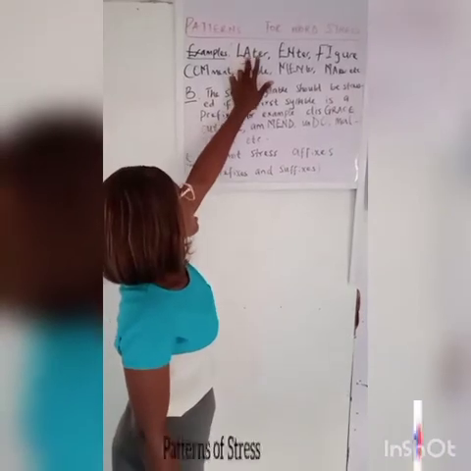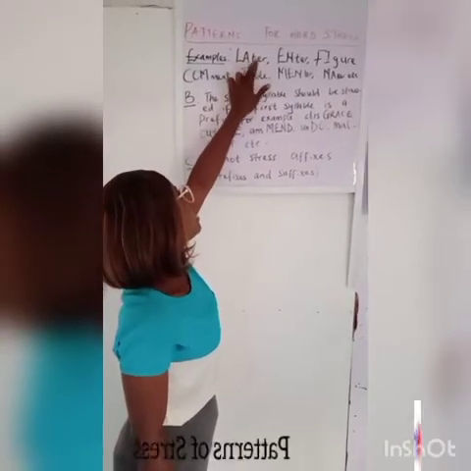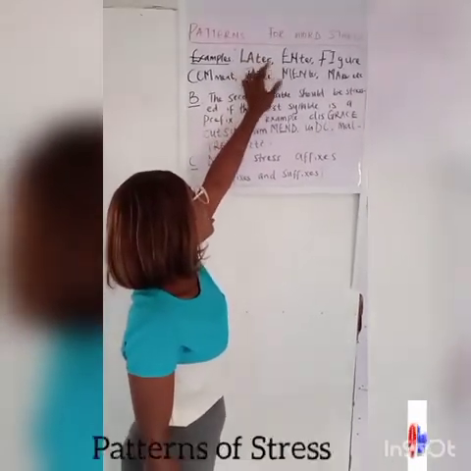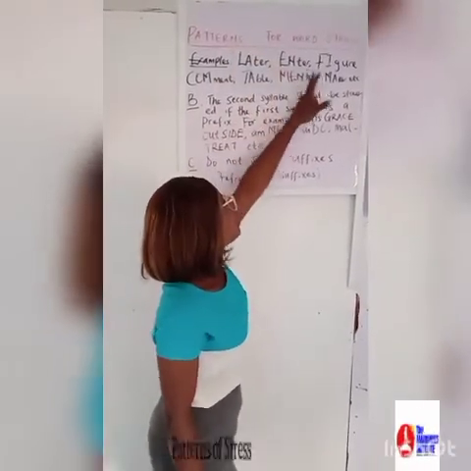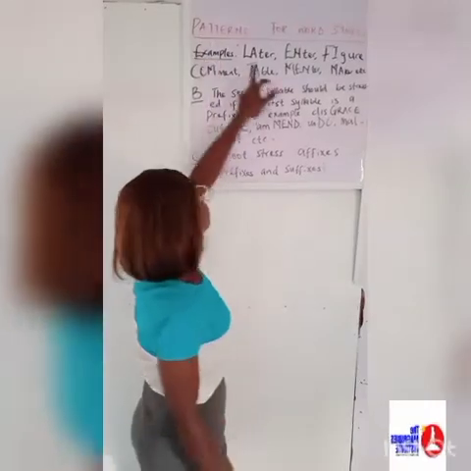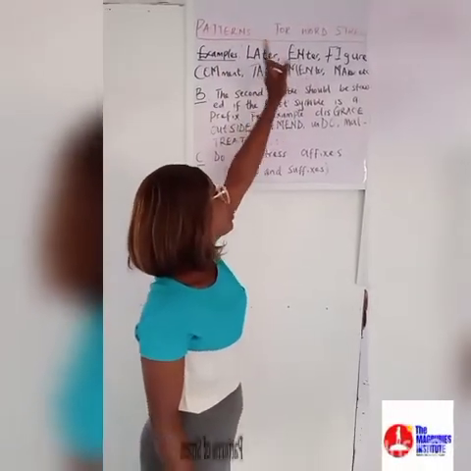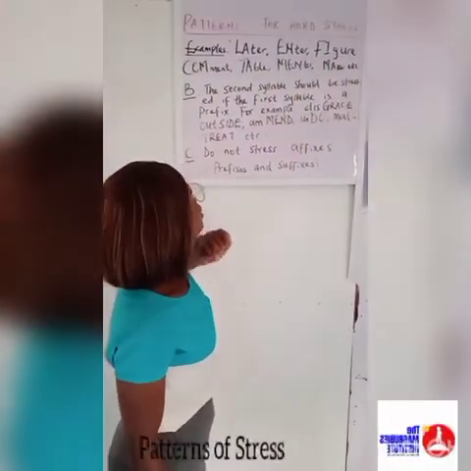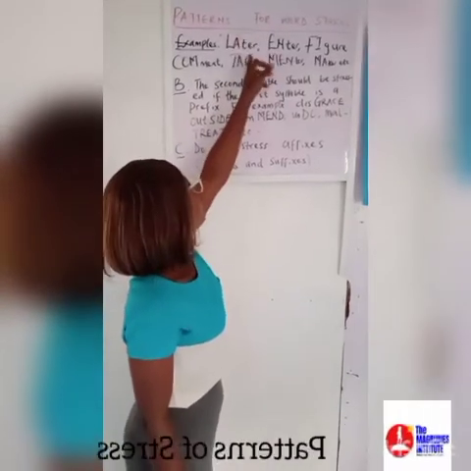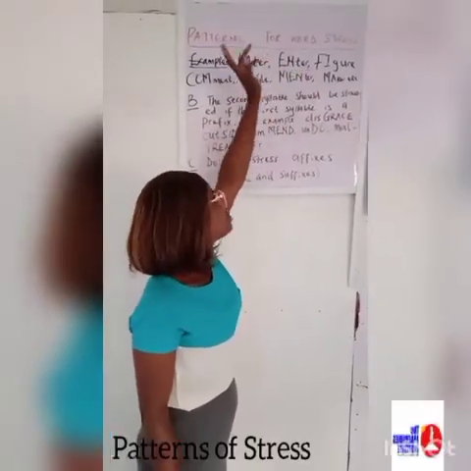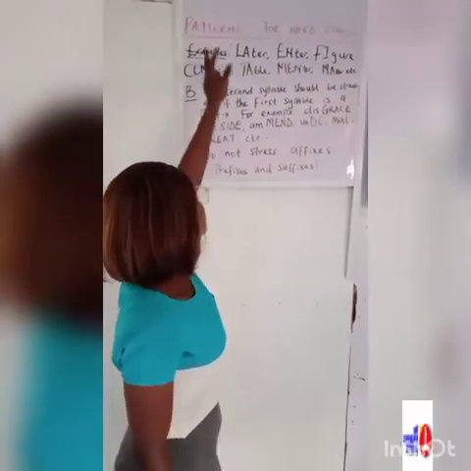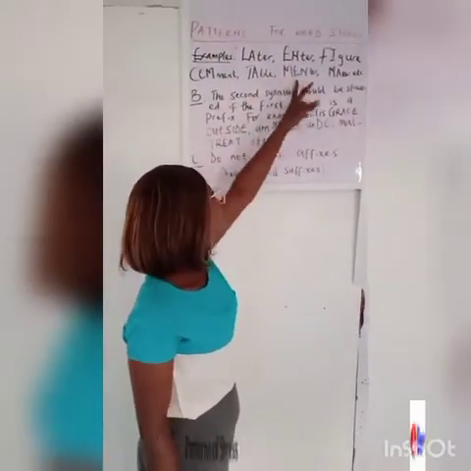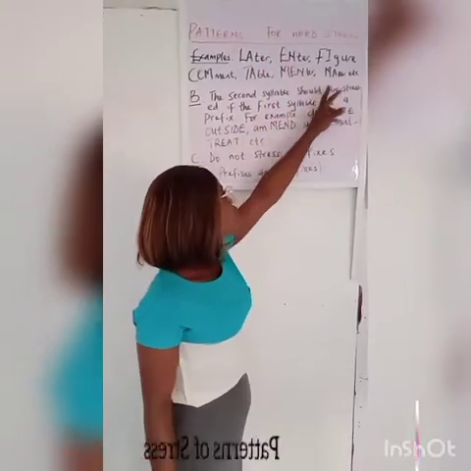Like this, LA, you stress the LA. Then you bring this TER, you bring it down. So you have later, enter, figure, comment, table, mentor, maker. Let's try it again. Later, enter, figure, comment, table, mentor, maker.